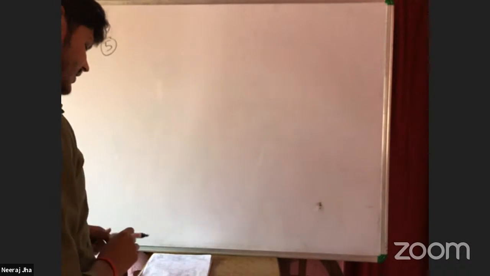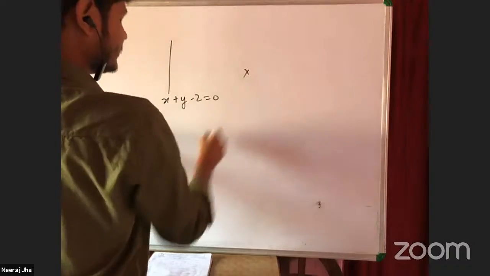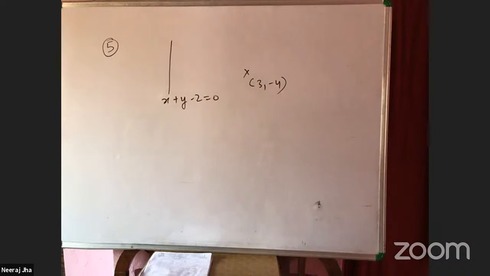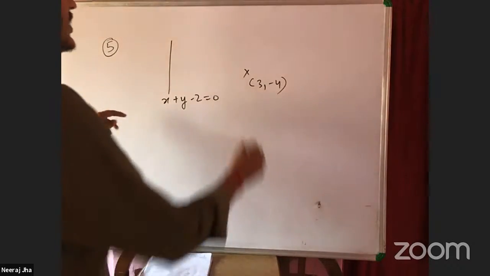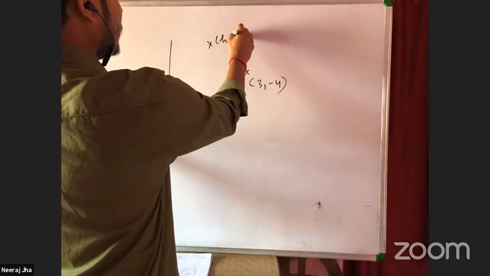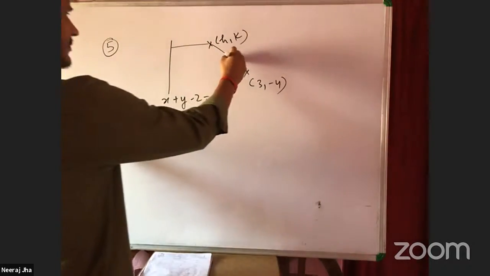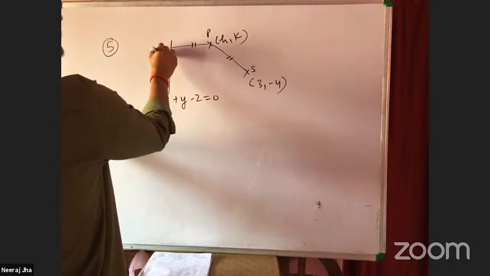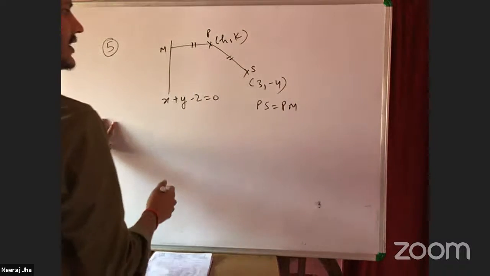Question number 5. The equation of the parabola whose focus is given and directrix is given. This is the directrix x plus y minus 2 is equal to 0 and the focus is 3 comma minus 4. We cannot write it in the standard form. Why? Sir, we don't have the standard focus. So what we will do is use the basic definition of the parabola. What does it say? Its distance from this point and its distance from this line is in the ratio 1, which means PS upon PM is equal to 1, or PS is equal to PM. I'll write PS is equal to PM and equate PS square is equal to PM square.